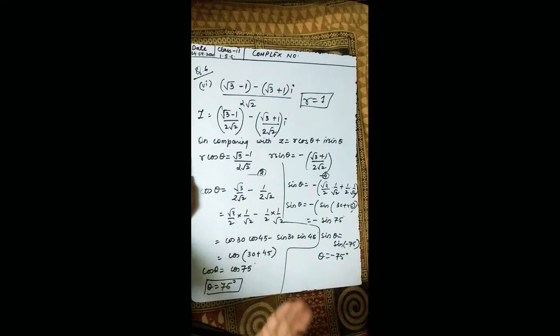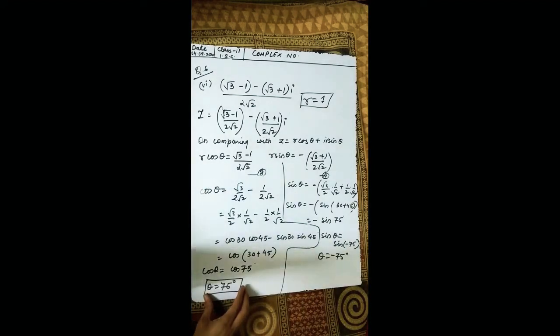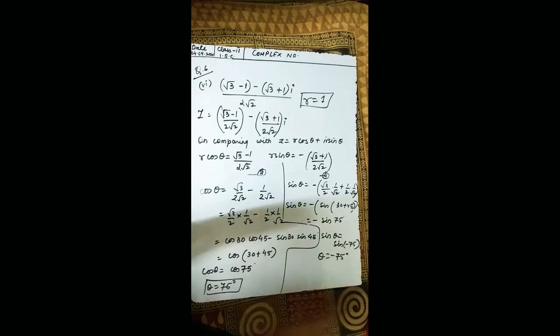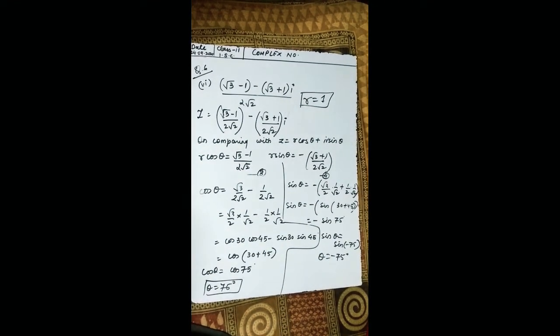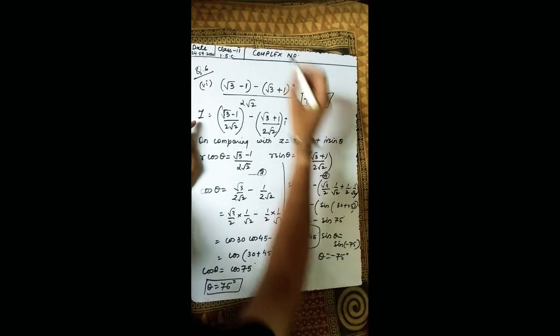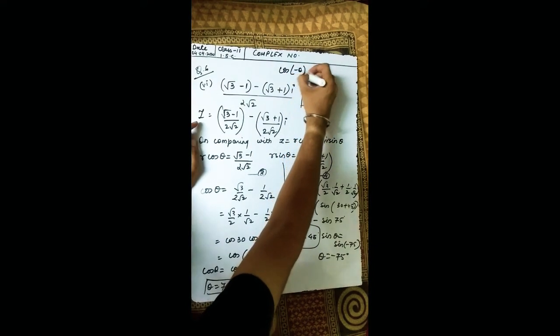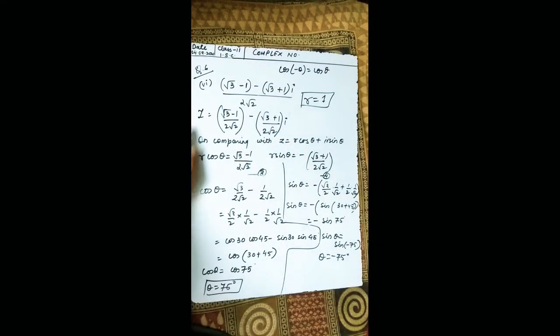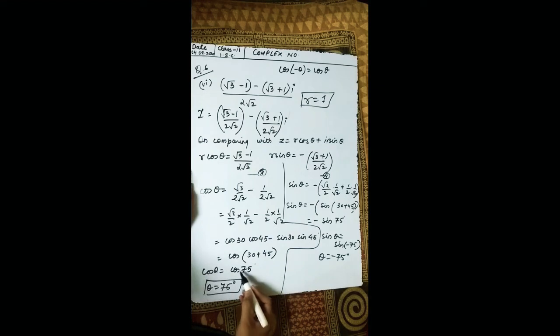Now if you remember, I have told you that this θ should be the same. Now the θ is not the same here. This is coming negative and this is coming positive. But we can make them the same with one concept. What concept am I saying? Cos of −θ is what? This is positive only. So this cos 75, can we write this cos 75 as cos of −75? Because cos of −75 is cos 75 only.